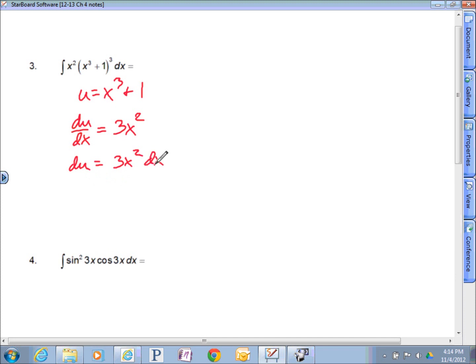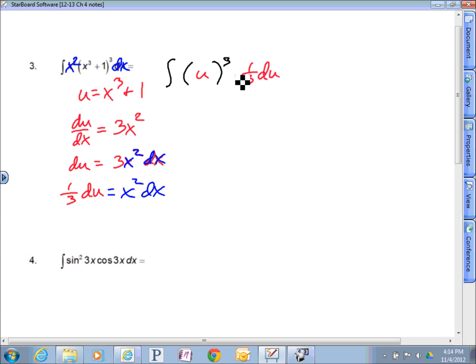Challenge. Rewrite the problem. I've got an integral symbol. I've got a quantity being cubed. What's that quantity? That quantity is u. But I've also got an x squared and a dx in the problem. What am I going to do with that? Oh, look, here's an x squared and a dx. What's that x squared dx the same as? It's the same as 1/3 of a du. So in place of that x squared dx, let's put a 1/3 and a du.